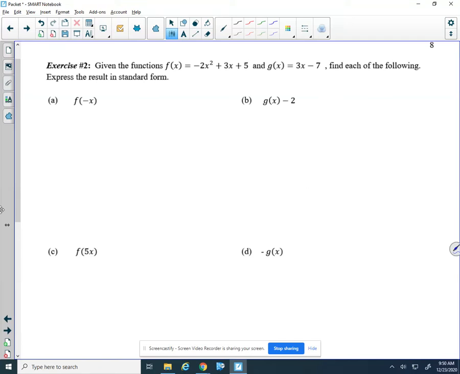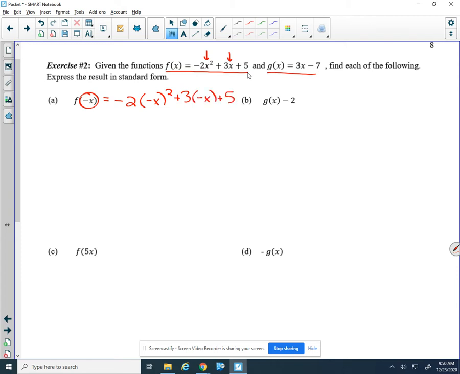So now we're going to look at problems that are really similar to that classwork from yesterday, but we're going to have to actually go further and write them in standard form. So my first one, using the two functions for this section, is f of negative x. And we know that that means plug in negative x in for each of our x's. So that's negative 2 times negative x squared plus 3 times negative x plus 5.